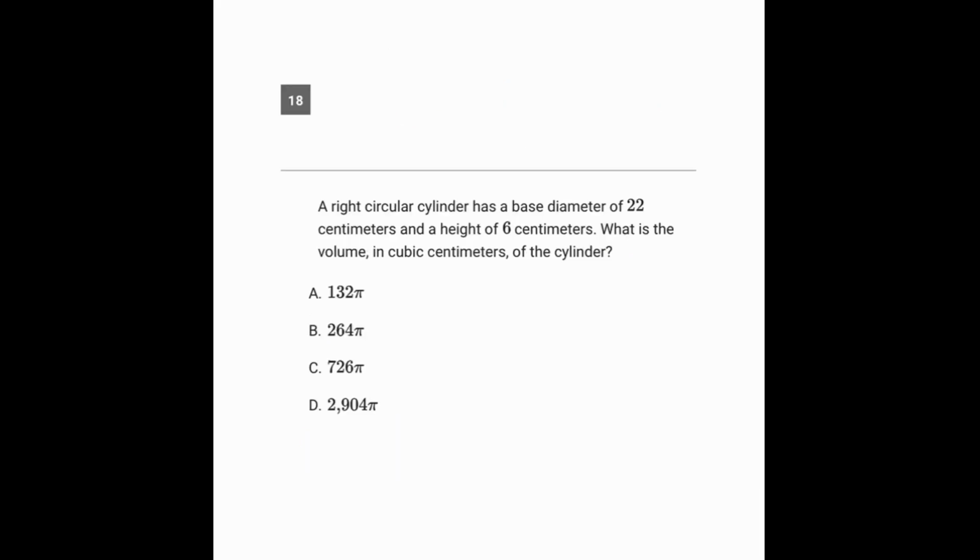Now going over to question number 18. Here we're being asked about a right circular cylinder, and we're being asked about the volume of it. Now that's on the formula sheet. The volume of a cylinder is pi r squared h. So if we start filling into that, well, we know that the height is 6, so this is 6 right here. But what's the radius?